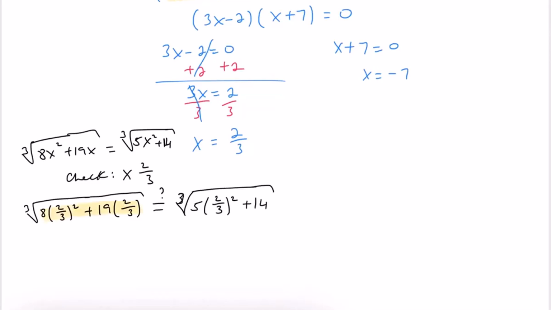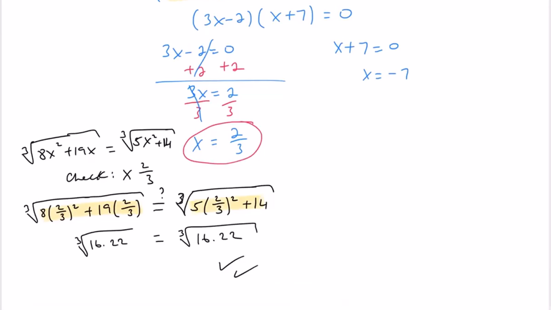Here we calculate the inside of the cube root. We would have 16.22, so this is the cube root of 16.22 on the left side. If we calculate inside the cube root on the right side, we have the same thing. We have 16.22 on the inside. So both of them are the same. So here they are equal to each other.